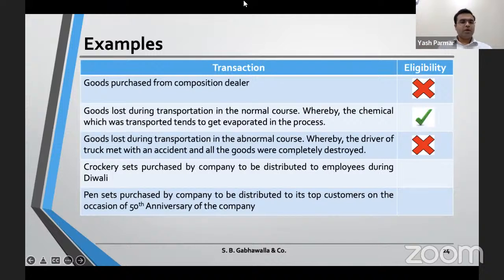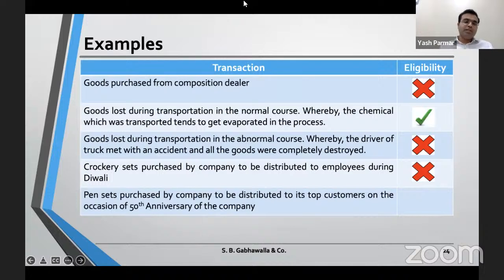Next example, crockery sets purchased by a company to be distributed to employees during Diwali. So again, we know that goods given by way of gifts or free samples again is a blocked credit. Therefore, gift items, even though given to employees, will be a blocked credit. Pen sets purchased by a company to be distributed to its top 100 customers on the occasion of the 50th anniversary of the company.